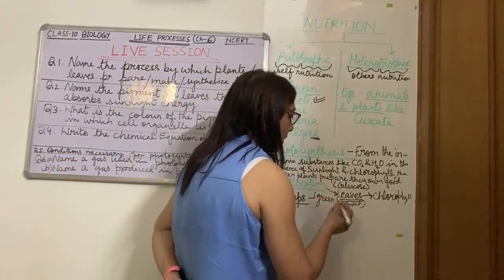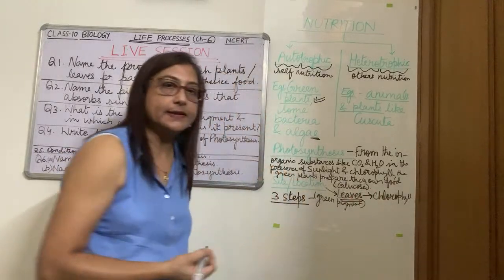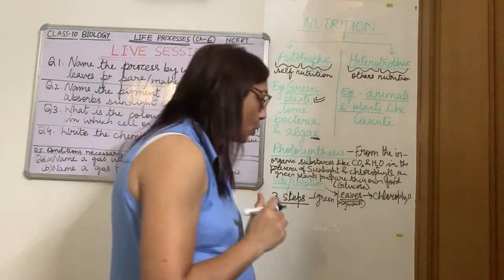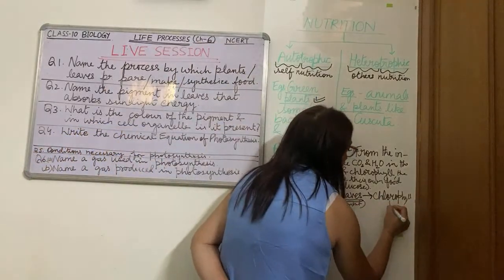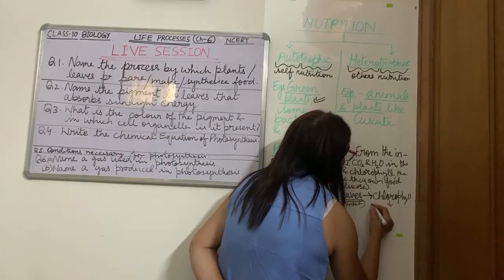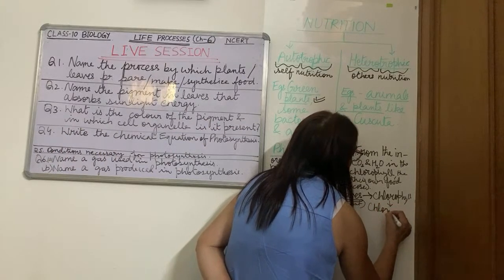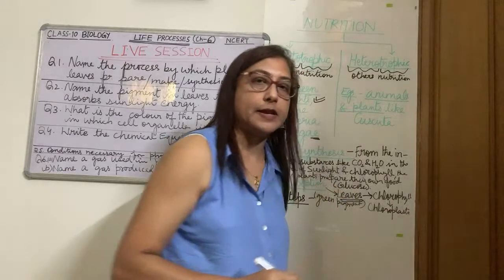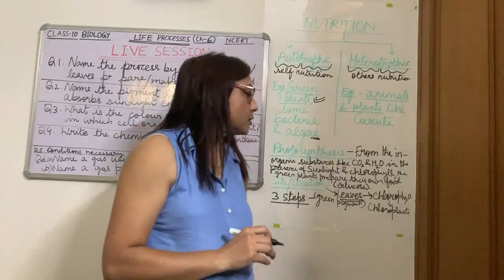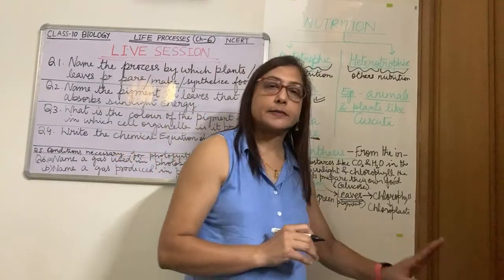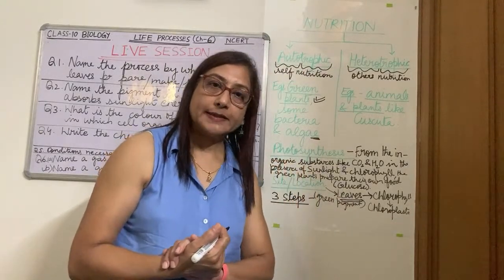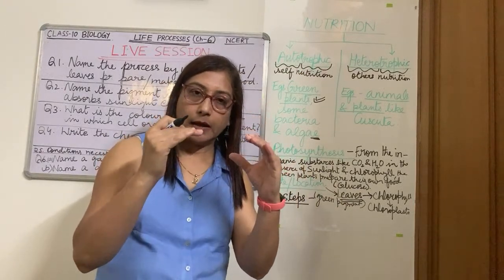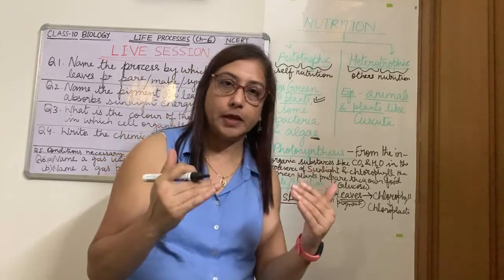And this chlorophyll is present in cell organelles known as chloroplasts. This I have already told you in detail in my previous lectures. So these chloroplasts are present, I told you, in special cells below the upper epidermis and above the lower epidermis.